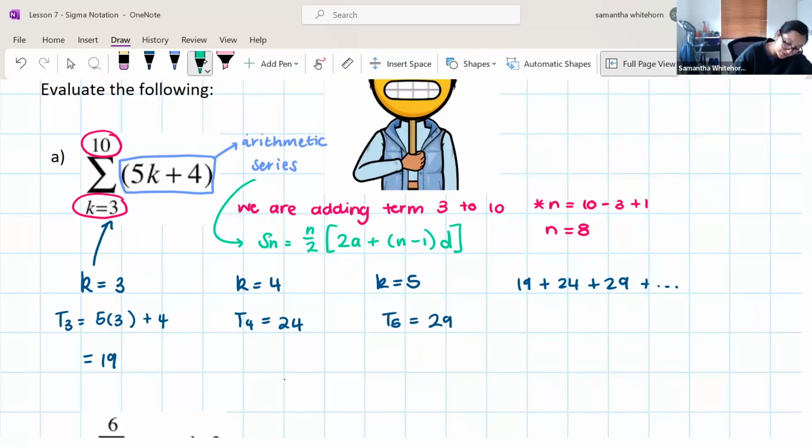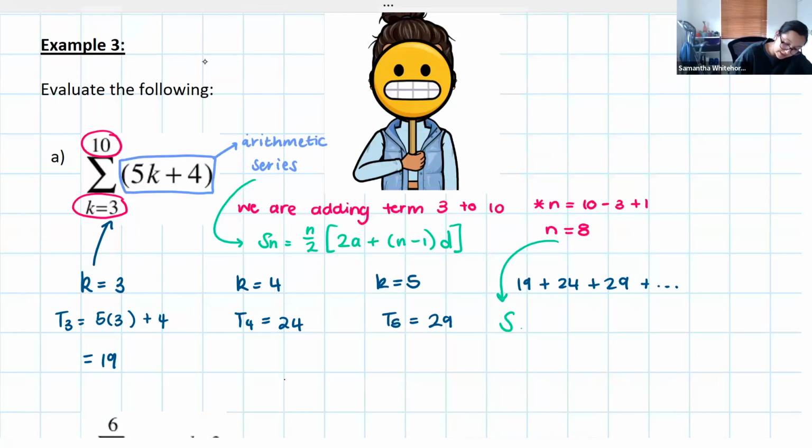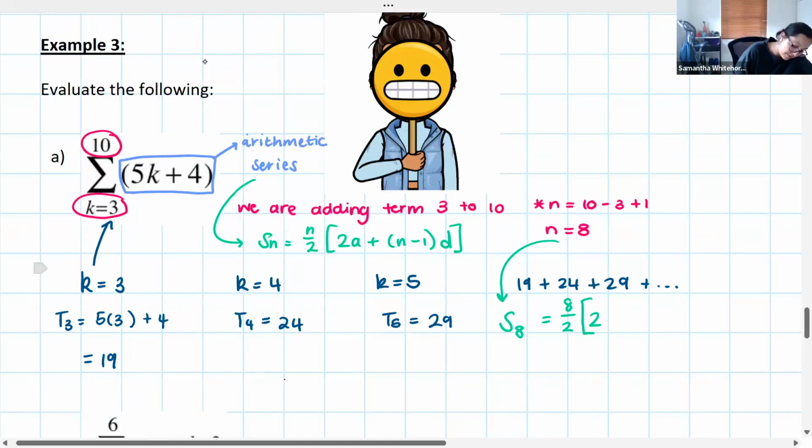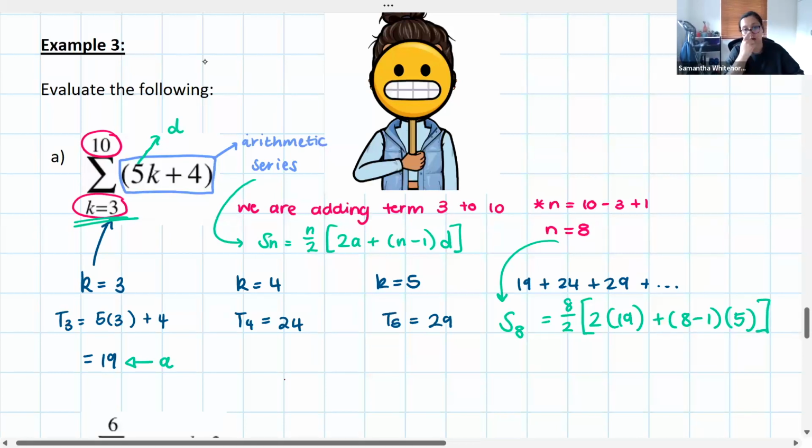So the sum of, remember, it's now 8 terms, is equal to 8 over 2 times a. Now remember, the third term is your first term. So this 19 is your a value, plus 8 minus 1 times your difference. We've got the pattern, but we can also tell what our difference is by the coefficient of k. You can see you're adding 5 each time, and so times 5.